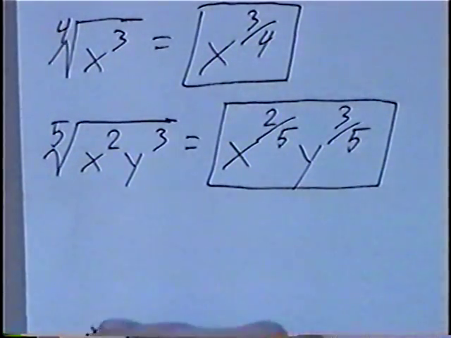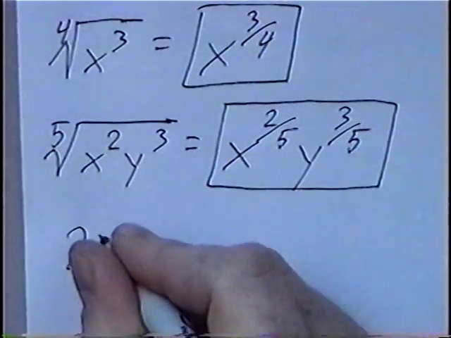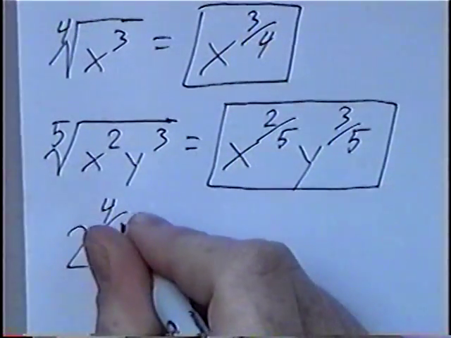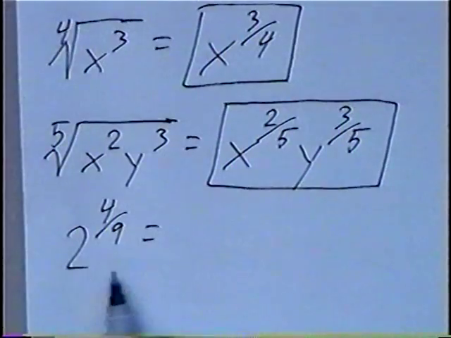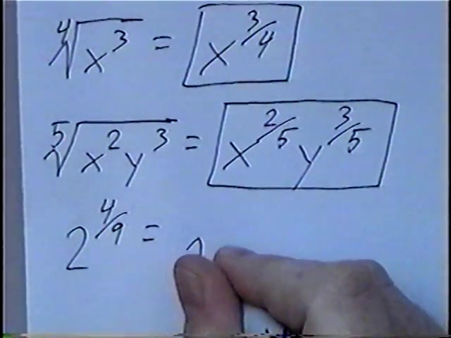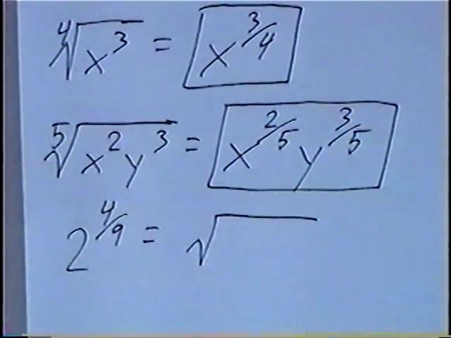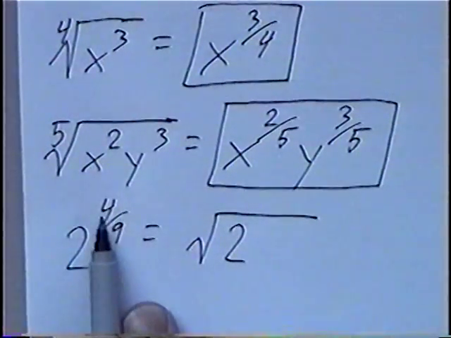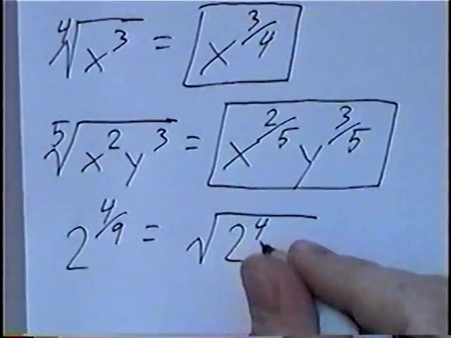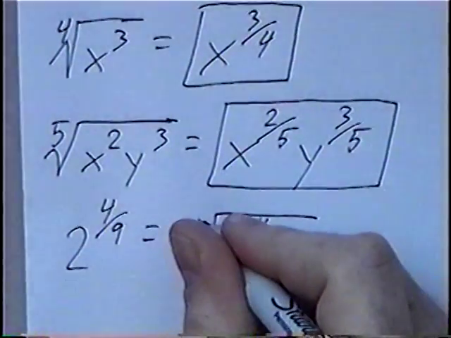Next question. In exponential form, we'll have 2 to the exponent of 4 over 9. This time we'll take exponential form and switch it into radical form. Again, the 2 would stay the same inside the radical. The numerator 4 would be the exponent, and the 9 would be the root number.